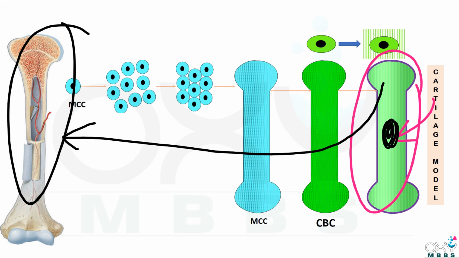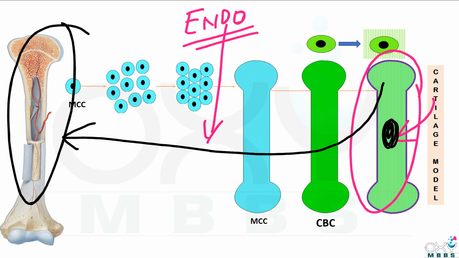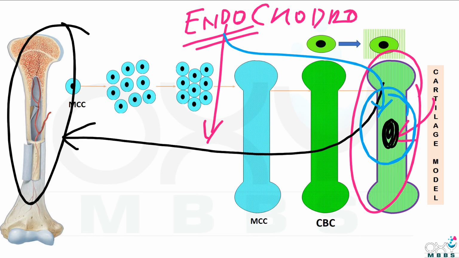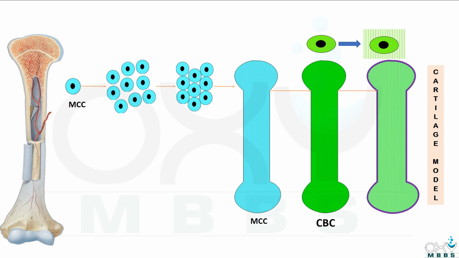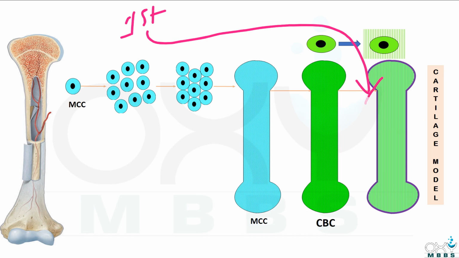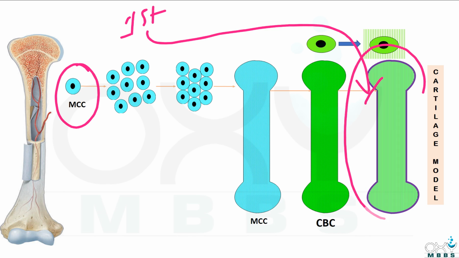That is why such type of bone formation is called endo. Endo means within, and within what? Chondro. Chondro means within cartilage. Endochondral ossification. So in the first step, we have formed this cartilage model from these mesenchymal cells, and now let's discuss how this cartilage will grow further.